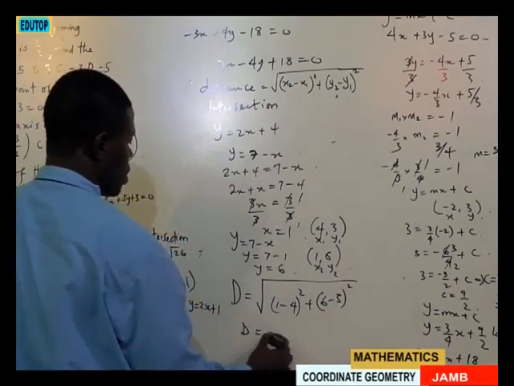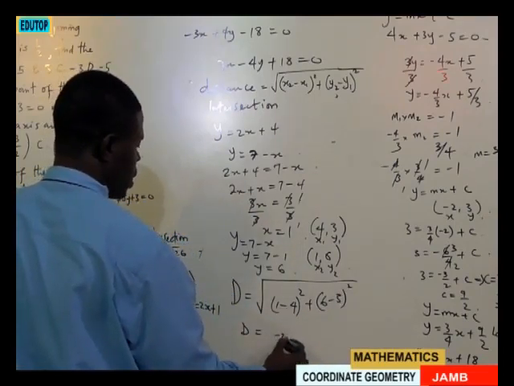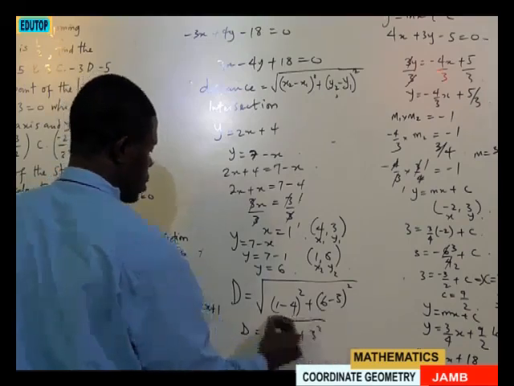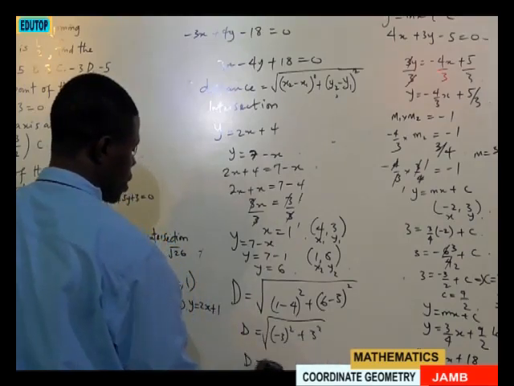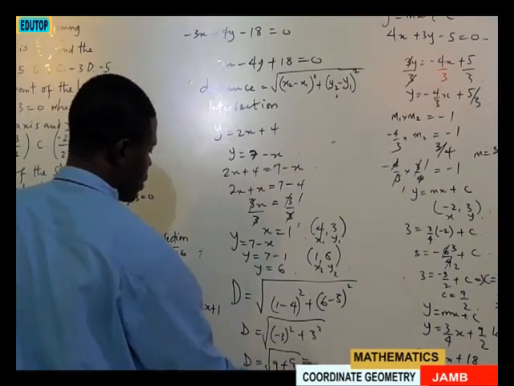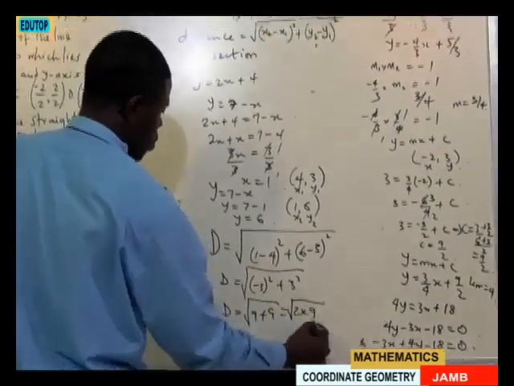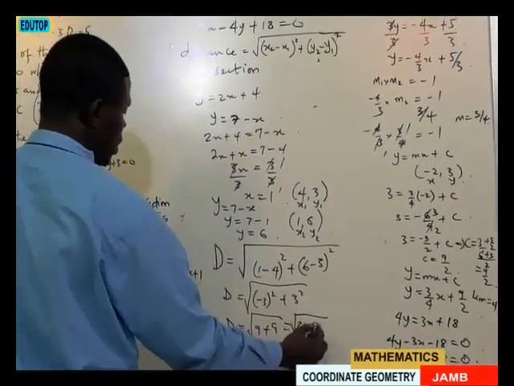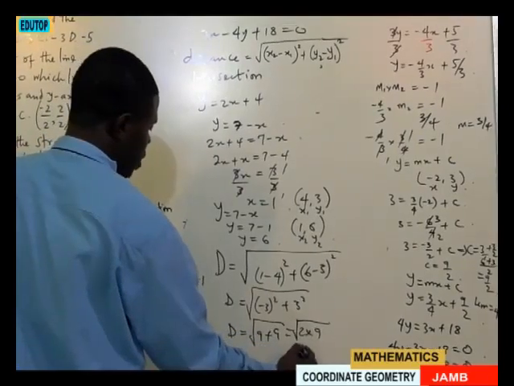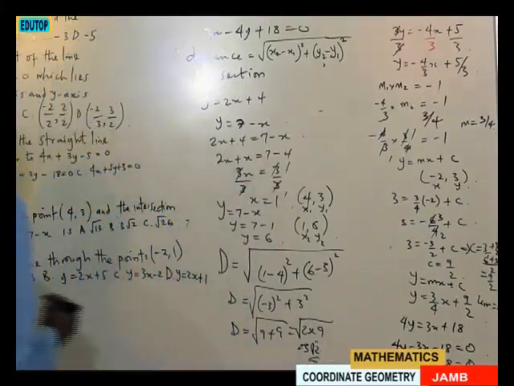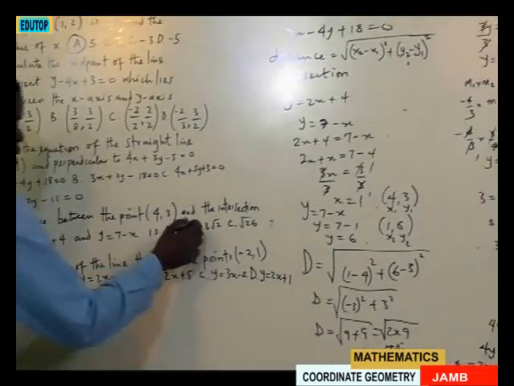So d will now be minus 3 squared plus 3 squared. So what's minus 3 squared? That is 9, plus 3 squared, another 9, that's 18. That's 2 times 9. So what is the square root of 9? That's 3. That will be 3 root 2. So it's going to be 3 root 2. So go to our options and see the one that matches that, and that's option B.